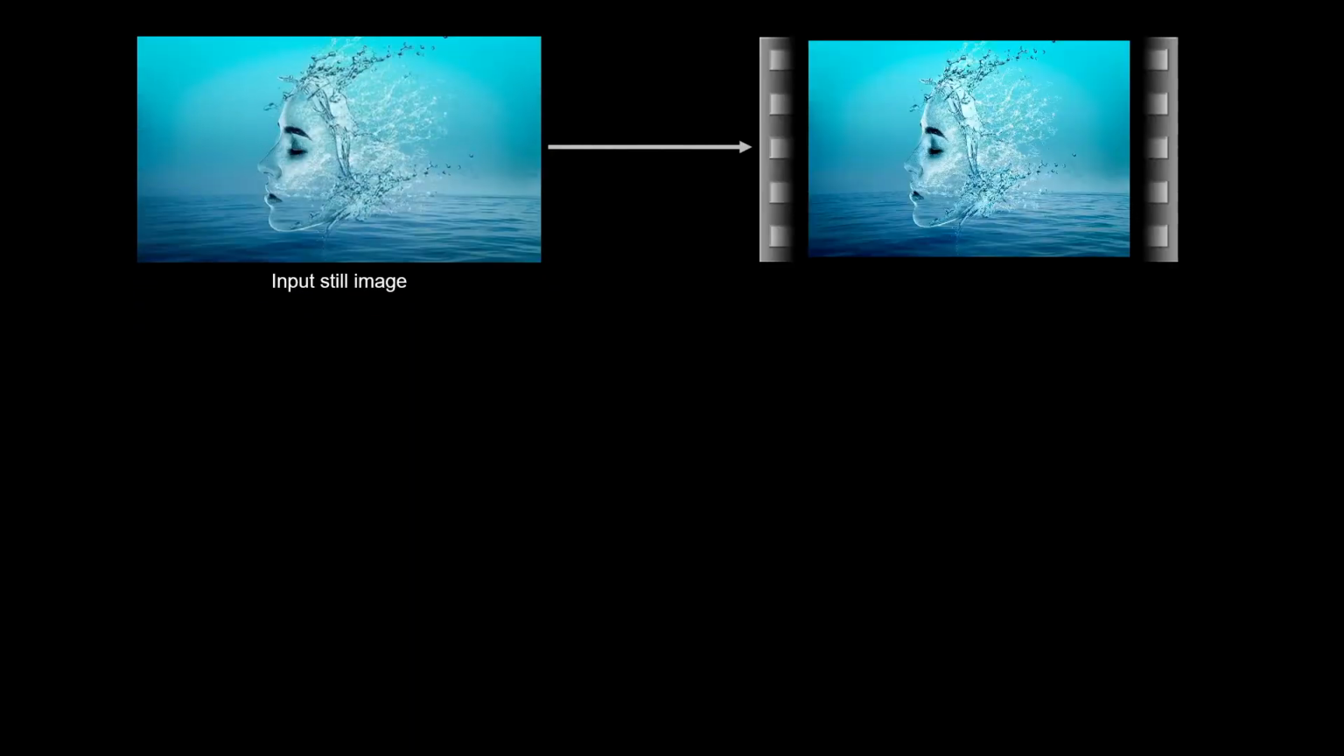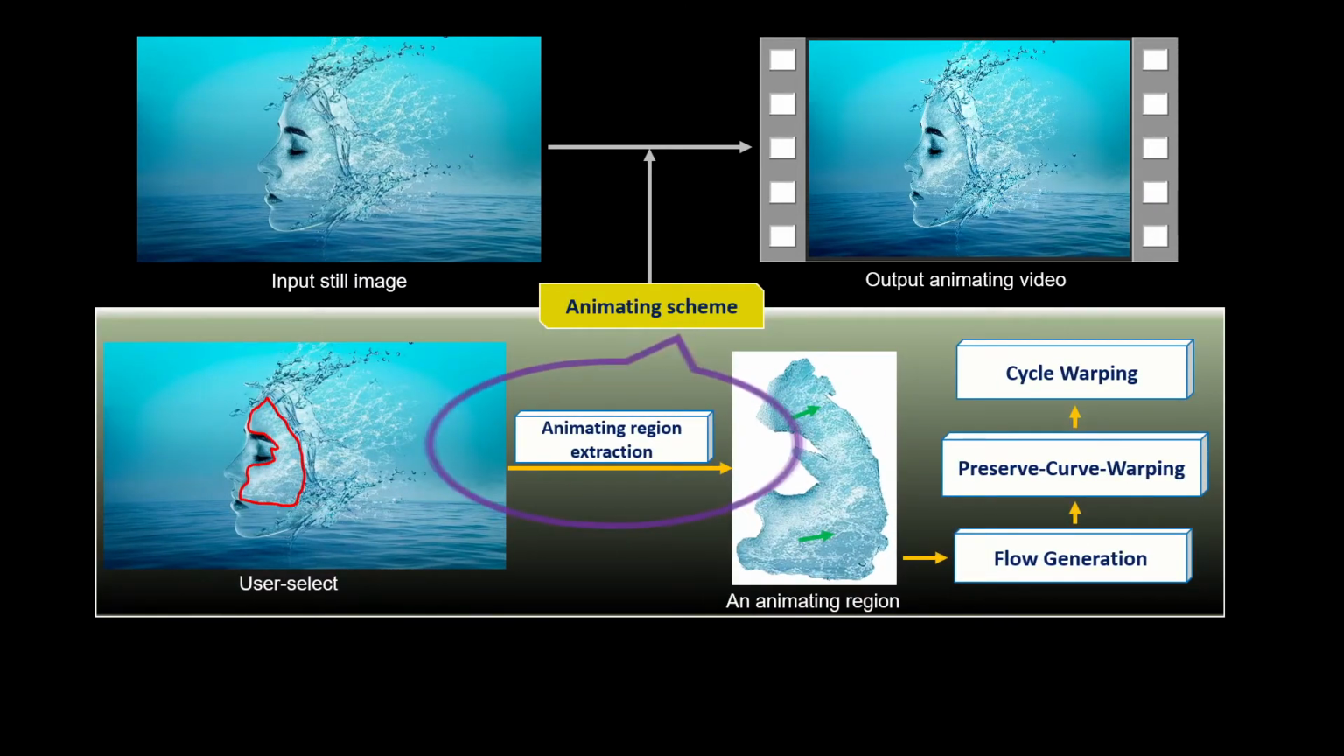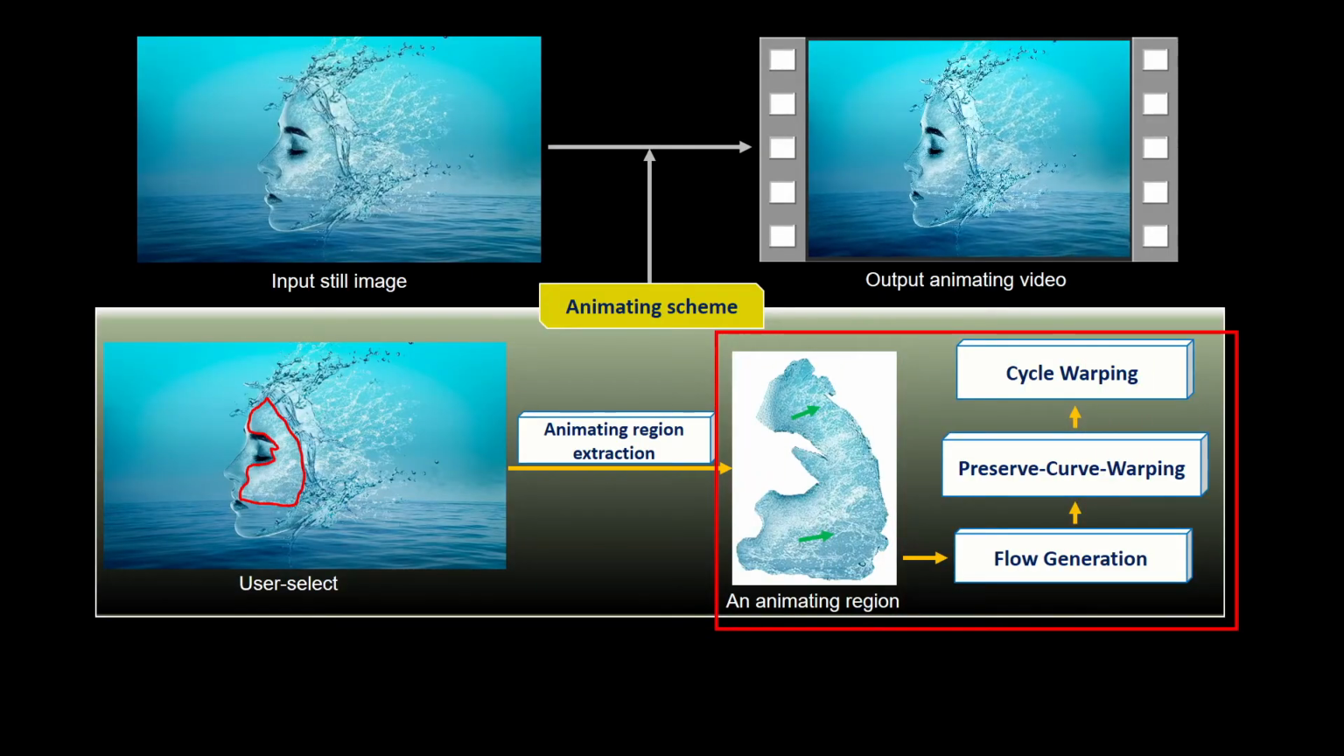Given a still image, to generate a looping animating video, we propose an animating scheme that consists of 4 main steps: animating region extraction, flow generation, preserve curve warping, and cycle warping. To extract the regions that are to be animated, we let the user brush along the boundary of such a region. Each selected region is then animated independently by the 3 following steps. Eventually, all the animated regions are composited back together to produce the final animating video. For more detail of our animating scheme, please see our paper.